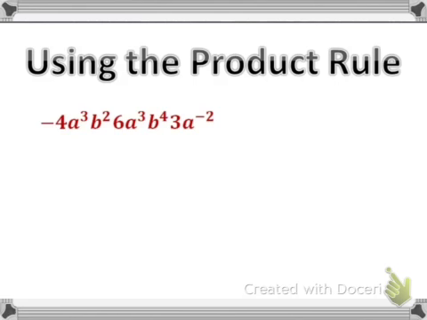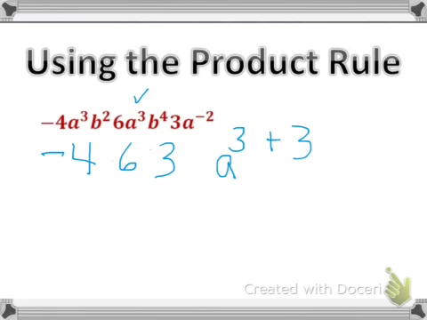And so to work this problem, at the front I have negative 4 times 6 times 3. That goes at the front. And then I have my terms with the a. So I've got one a term that has a power of 3 in it. I've got another one with a power of 3 in it, so it's plus 3. And then I've got this other a term with a negative 2, so I'm going to say minus 2 over there.